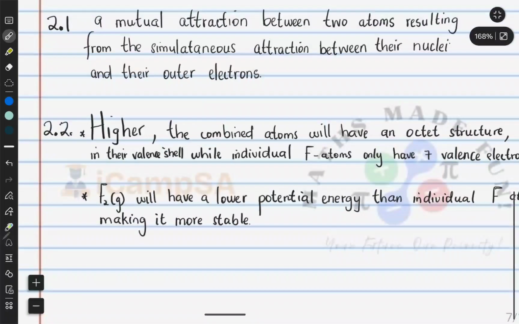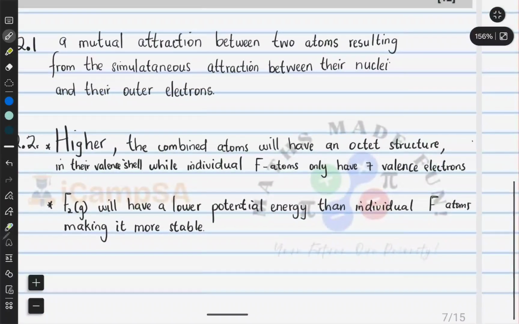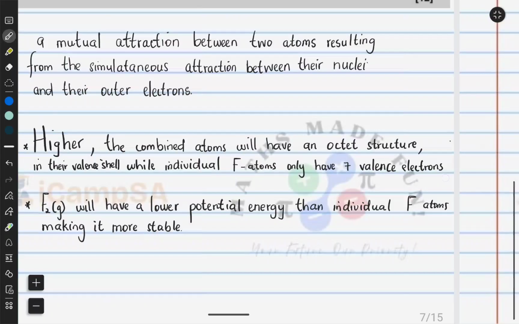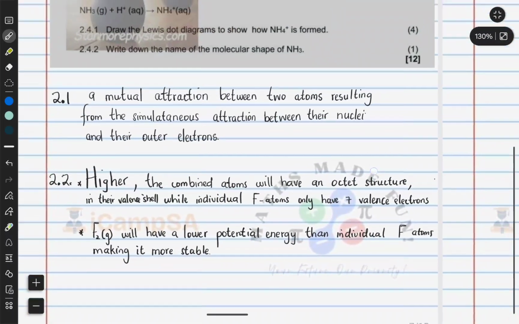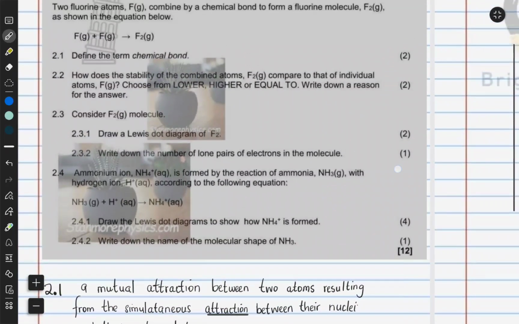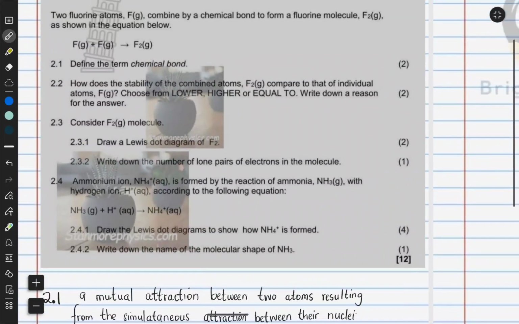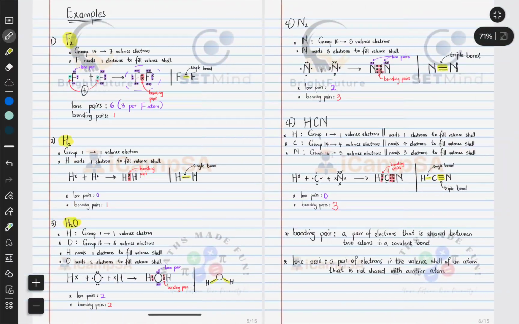So I've already written it here. The fluorine gas molecule will have a lower potential energy than individual F atoms, making it more stable. All right. Now consider the F2 molecule. Draw a Lewis dot diagram of F2. We've already done this one. And write down the number of lone pairs of electrons in the molecule. I think we said that was 6. Let's go check.